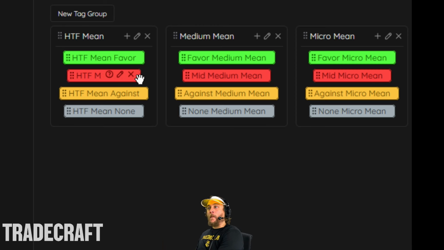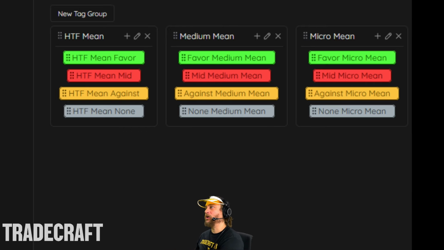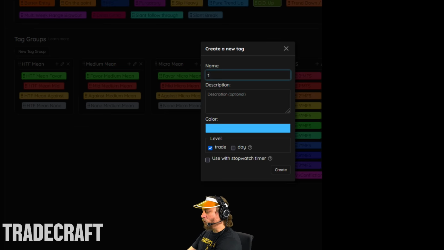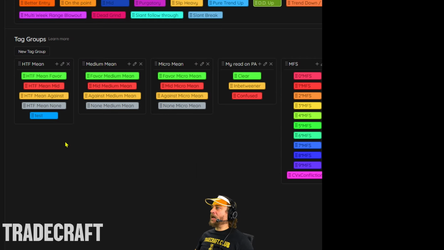Right here are my personal range tags. And by the way, creating a tag in Tradecraft is extremely easy to do. You guys have access to a free version of Tradecraft where you can create up to 3 tags. All you do is just click on this new tag group and then you can add a new tag. We'll just put a test right here and then I can make it whatever color I want. So we'll just keep it this blue. And then I create it and then it's been added to my group.